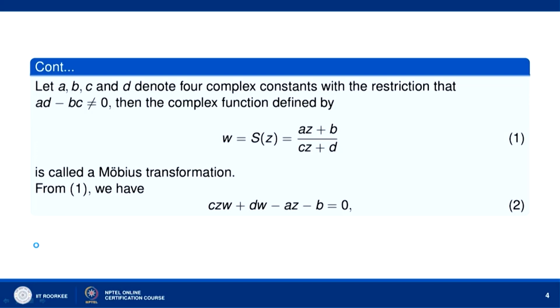Let a, b, c, d be four complex constants, with the restriction that ad minus bc is not equal to 0. Then the complex function defined by w equal to S(z) equal to (az plus b) over (cz plus d) is called a Mobius transformation. This transformation can also be expressed as czw plus dw minus az minus b equal to 0. When you look at this equation, you notice that it is linear both in z as well as in w. So, this transformation is also called a bilinear transformation.